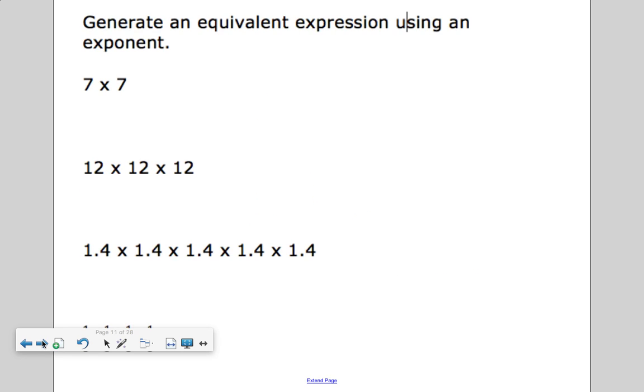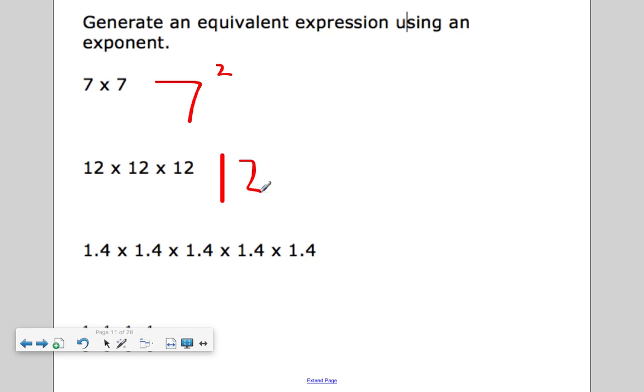So let's practice some questions. Generate an equivalent expression using an exponent. So how would you write this as an exponent? Because I do not want to write this as repeated addition. It's just shorthand. 7 is the base. The exponent is 2, or 7 squared.